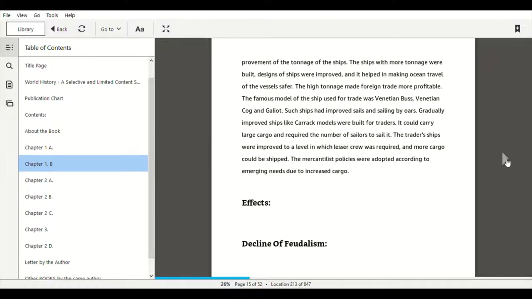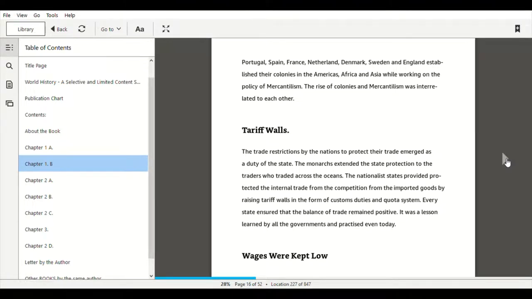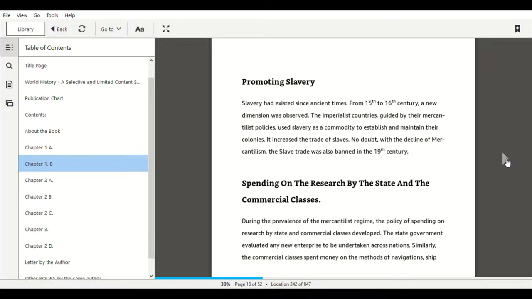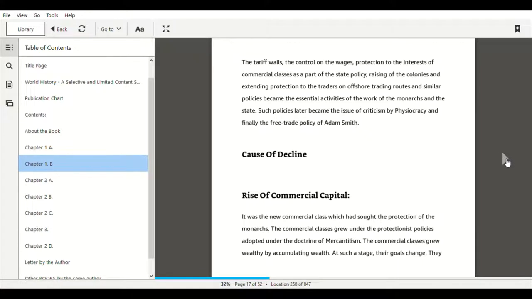how it caused the decline of feudalism, rise of colonies, then tariff walls. This concept I have tried to explain in a different manner. Wages were kept low. This is how I tried to present it. Subsidy to the producers, then promoting slavery, spending on research by the state and the commercial classes. It is a very vast point. There can be need of more reading on this point, but as per the requirement of the undergraduate class, I have tried to explain it. Increase of navigational acts, rise of protectionist policies, then causes of decline.